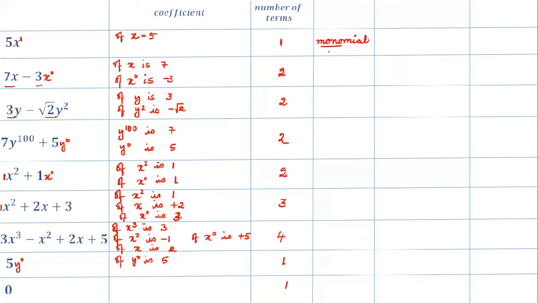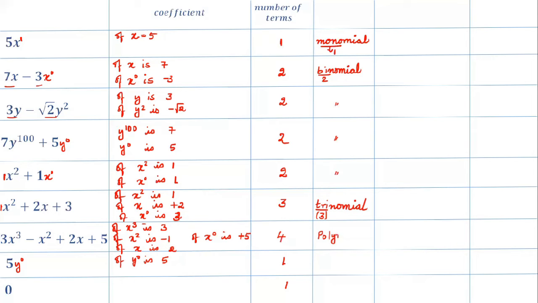So polynomial having one term is called monomial. Mono means 1. Polynomial having two terms is called binomial. Bi means 2, nomial means term. Polynomial having three terms is called trinomial. Tri means 3.